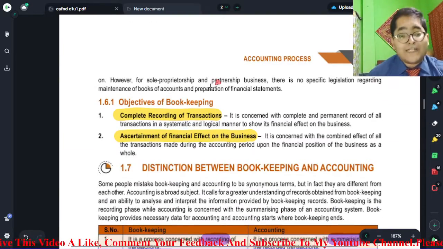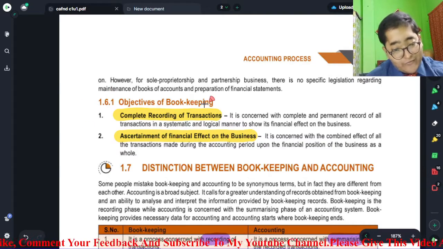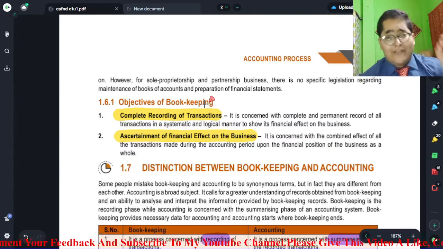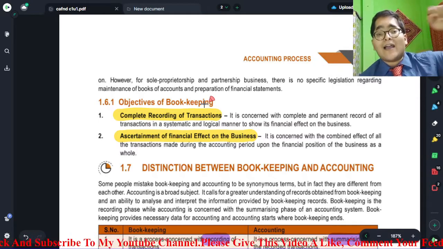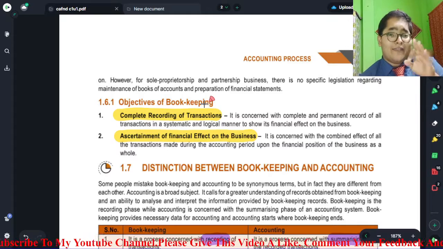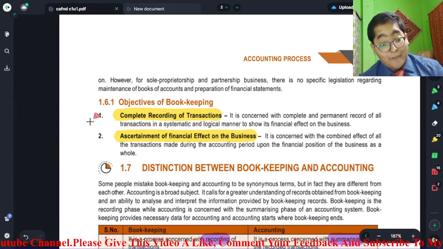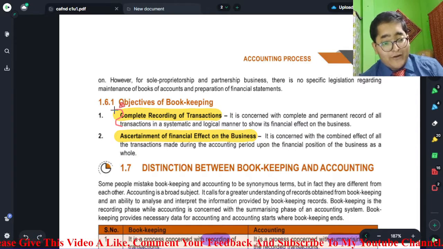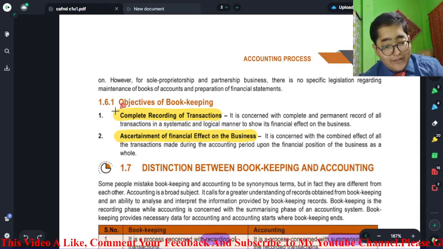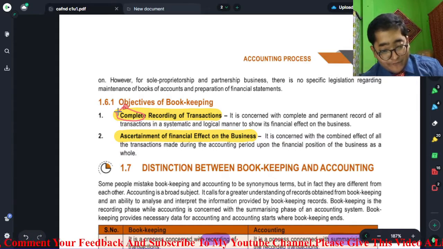Now comes the objective of bookkeeping. The objective of bookkeeping is complete recording of transactions. If the transactions are not recorded properly, will the accounting be accurate? So the objective of bookkeeping is complete recording of transactions. The complete recording of transactions is very important. Complete, this is the main keyword, complete recording.